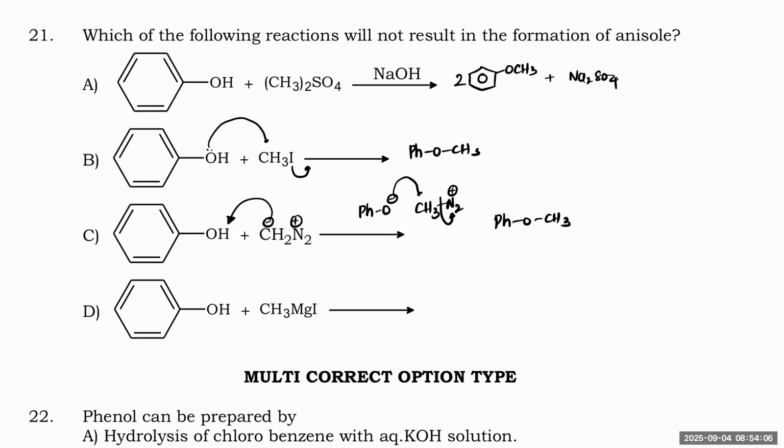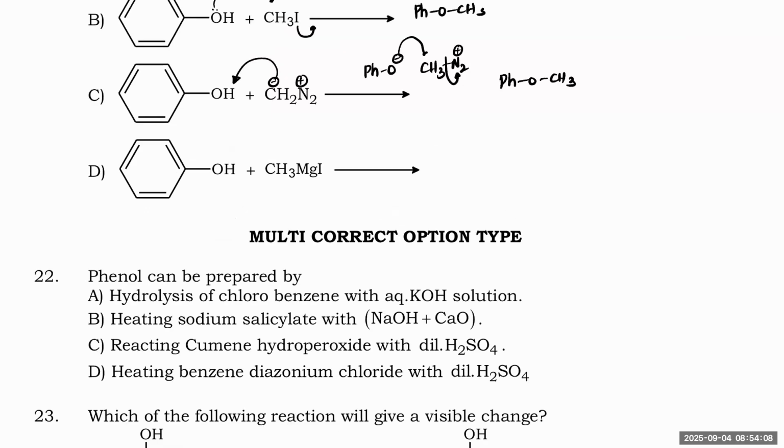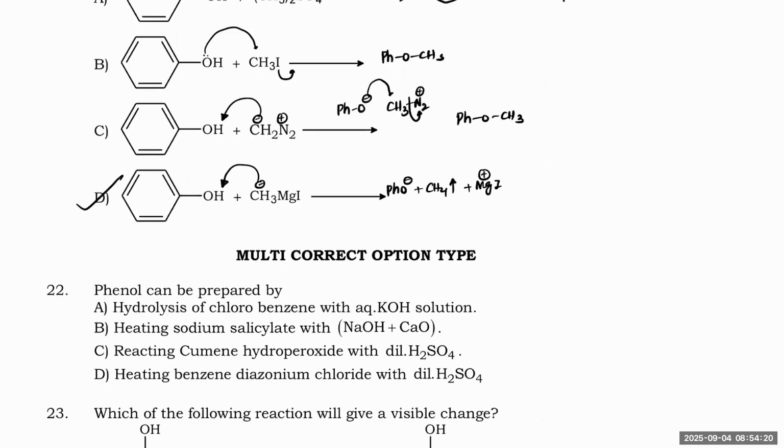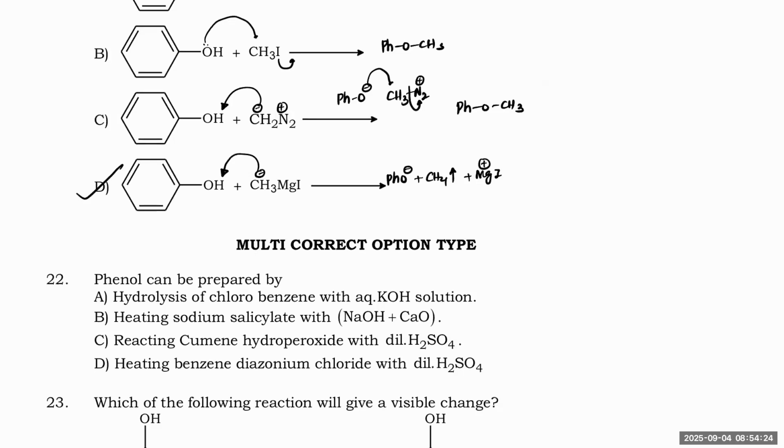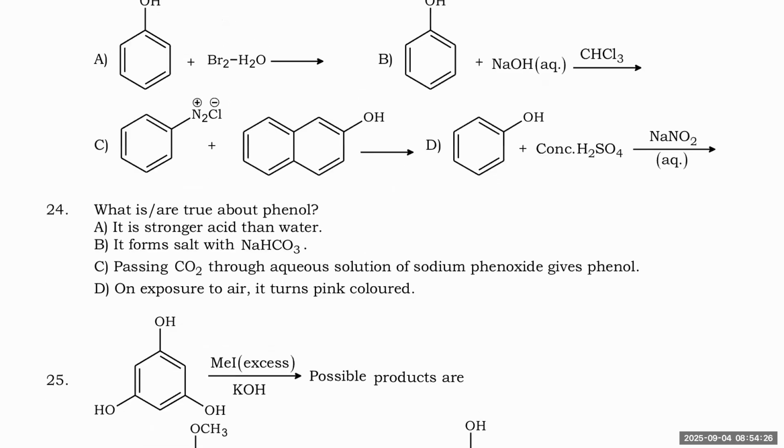Last case, here CH3 minus will take H plus from here. You will get phenoxide ion plus CH4 gas. CH4 has already escaped, so do you think anything will be formed here? Nothing. So here anisole is not formed. So I suppose this part is clear, beta.